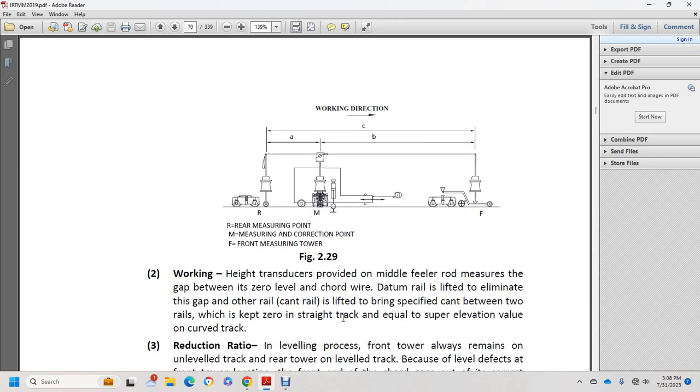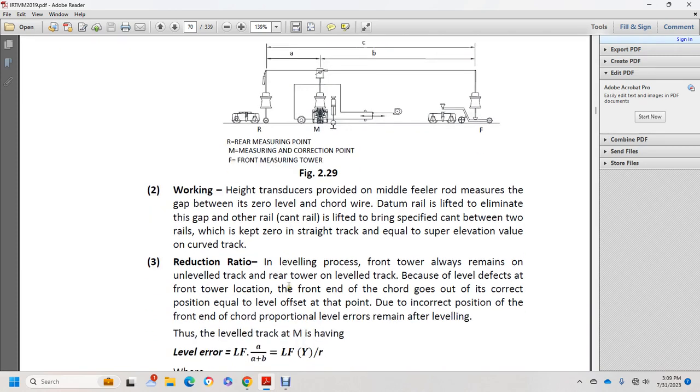A working height transducer provides the metal feeler with the rod to measure the gap between the zero level of the cord wire with the datum rail, with the lifted element of the rail. The gap of the cant rail lifted is specified with the cam between the two rails, which gives the zero for the track equal to the super elevation value of the curve track, through the reduction rate ratio.